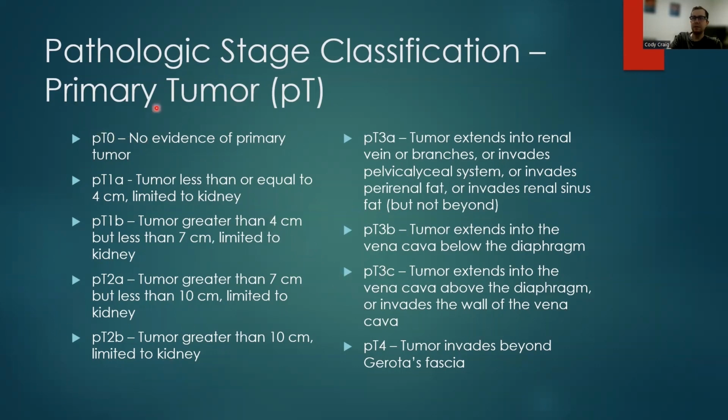And so these earlier stages, so stage 1 and stage 2, it pretty much entirely depends on the size of the tumor. And all of these are only in the kidney. So none of these have escaped. So if it has escaped from the kidney, then it automatically at least is a T3A. And then depending on where it goes after it has escaped, that's what affects 3A, 3B, 3C, or 4.